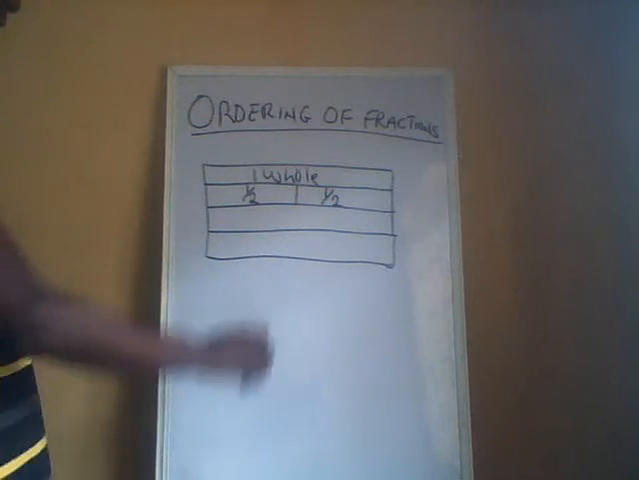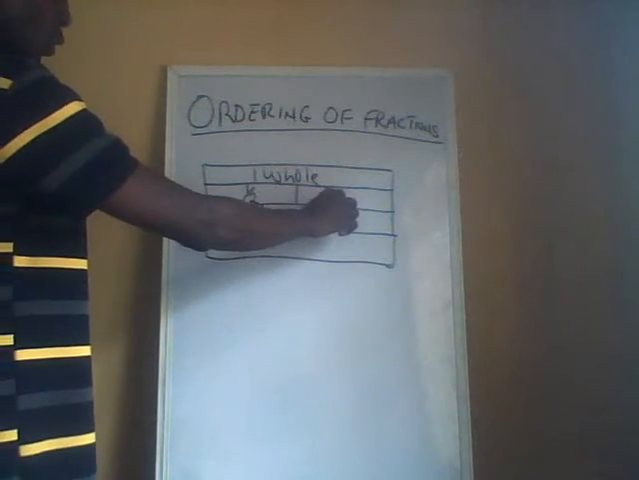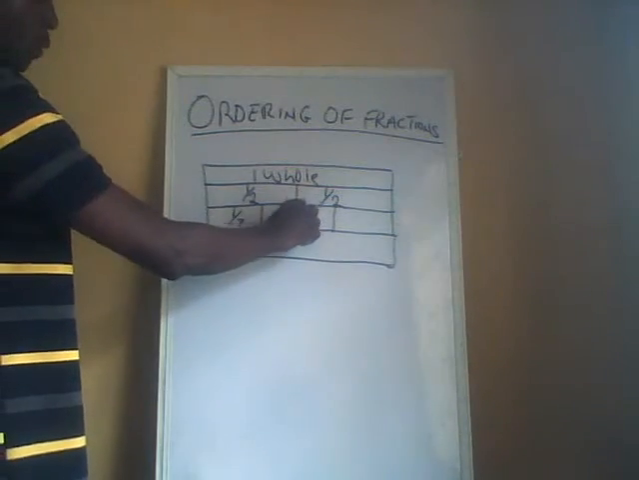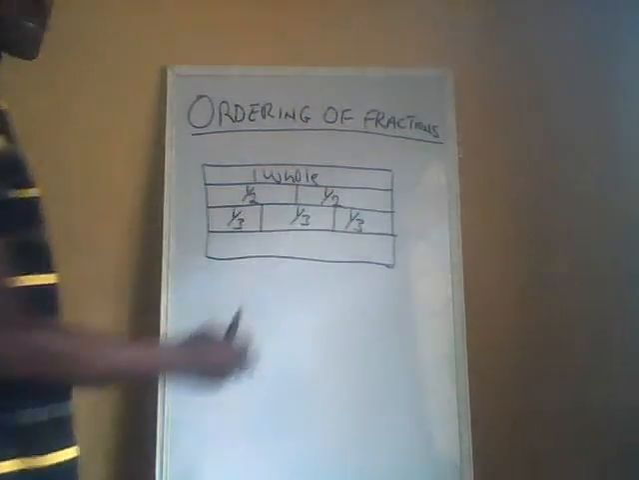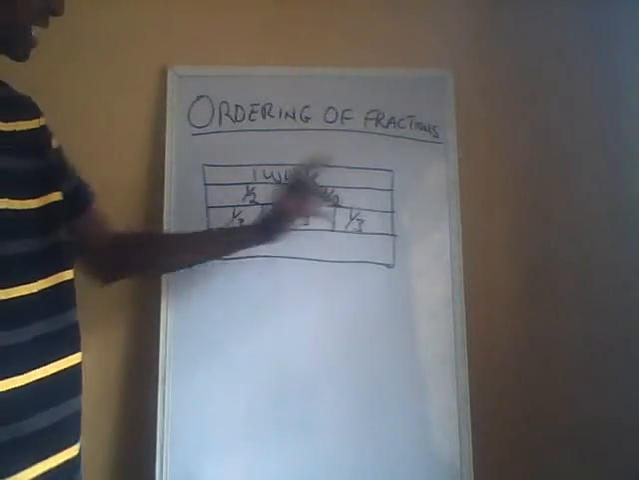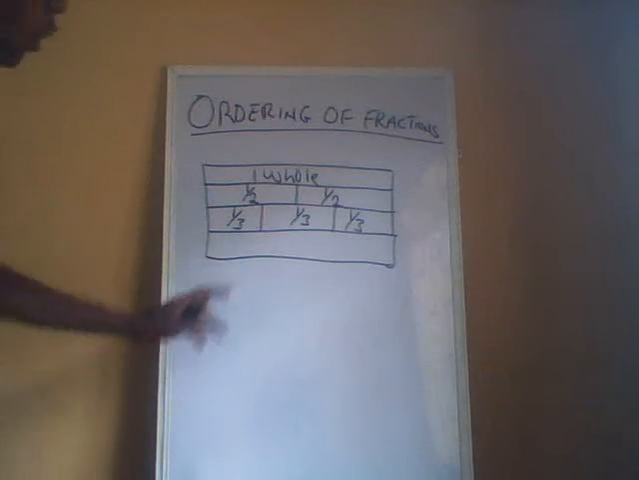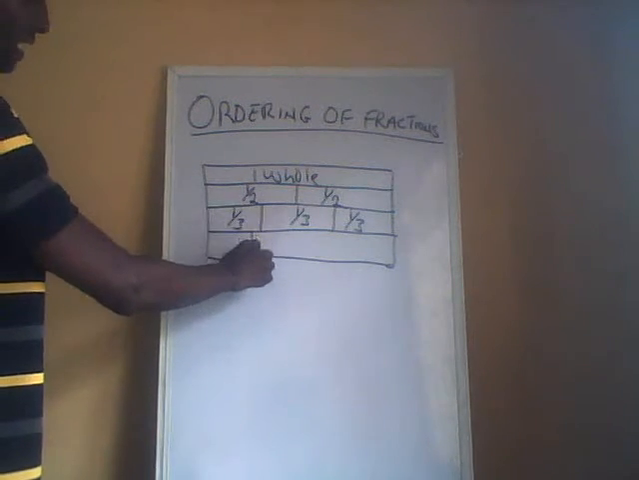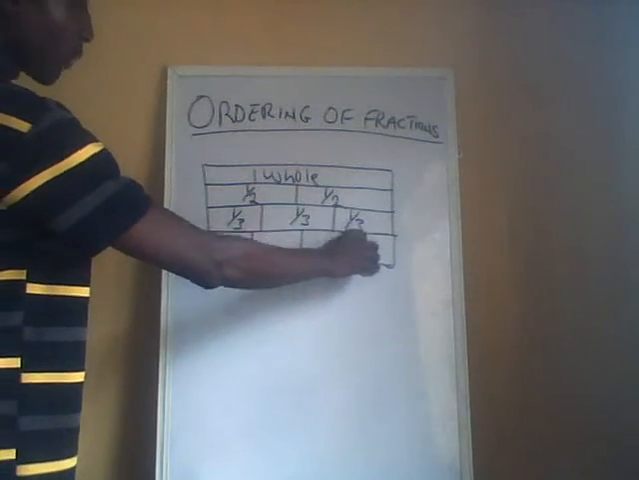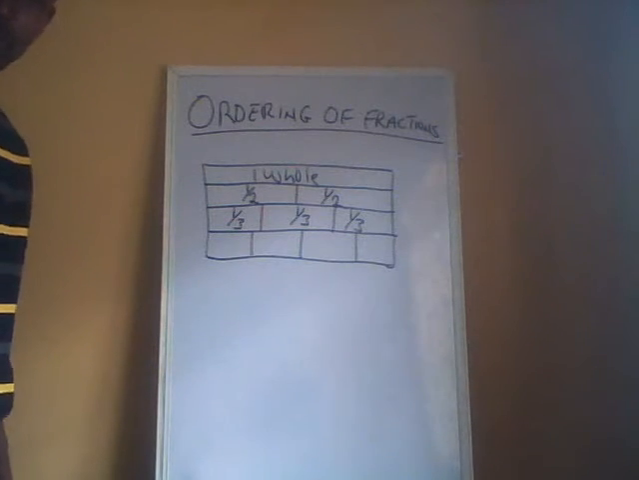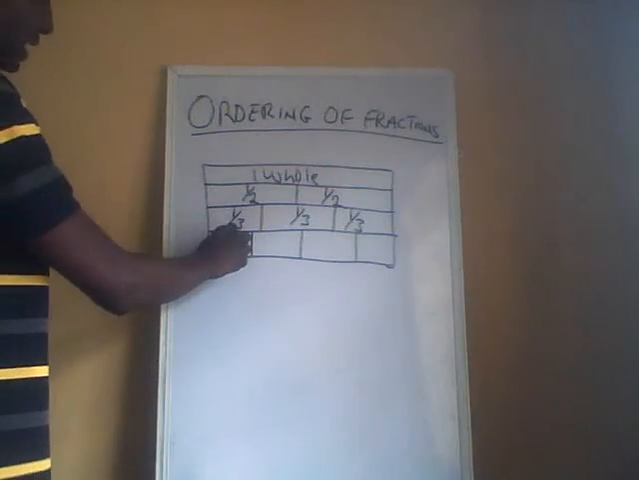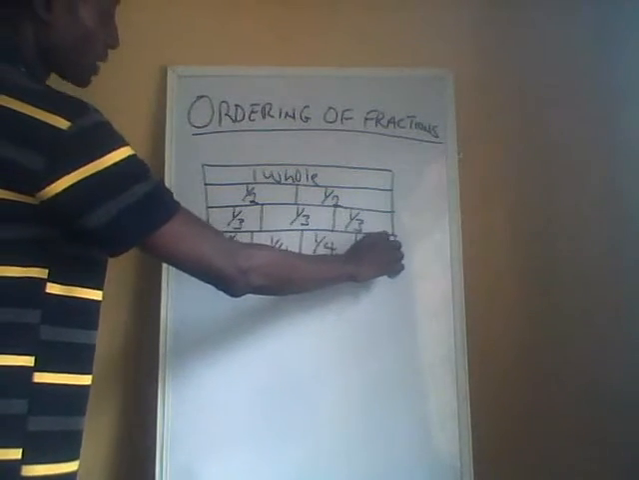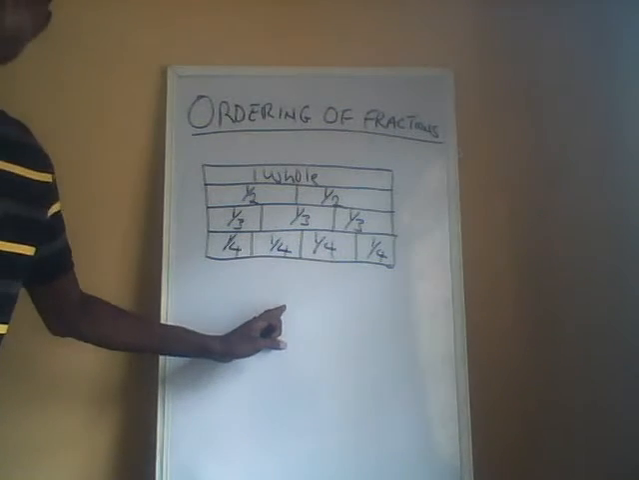Then we move on. If I divide this third one into three sections, this is 1 out of 3, because there are three spaces. So this is called 1/3. Then the last part here, I'll divide into four sections. This is 1 out of 4, which is called 1/4.